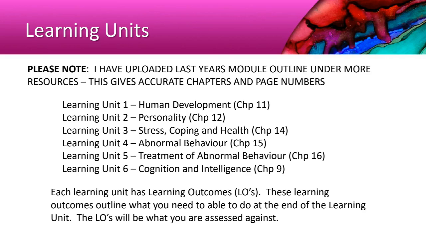I have also, under the course material in the more resources, uploaded last year's module outline for this module, for 1B, 5122 1B, because it gives more accurate chapters and page numbers if you're still going to be using the old textbook. So when we work through the learning units, the content is exactly the same, but the chapters and the page numbers are slightly different.